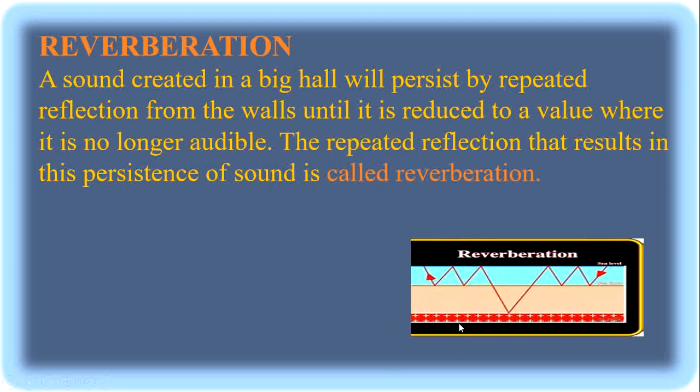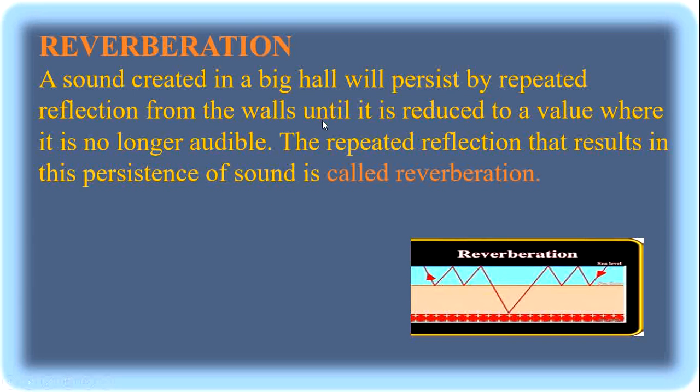See this diagram. The reflection takes place between the two walls. And then here the reflection takes place as a repeated reflection until it is reduced to the value where it is no longer audible. See the arrow mark. So it will reduce to no longer audible. So this repeated reflection that results in the persistence of sound is called reverberation.